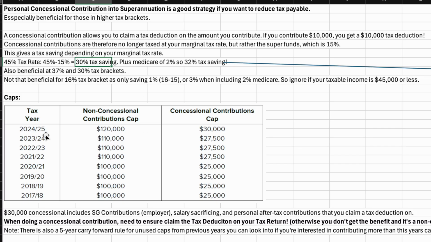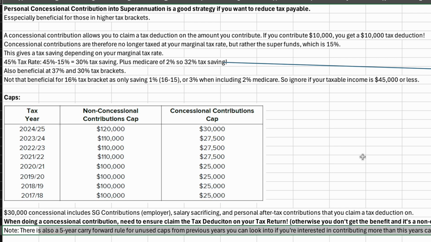In the 24-25 financial year, the cap is $30,000 for concessional contributions. Like I said, that includes what your employer puts in, any salary sacrifice, or any personal concessional contributions you put in. You can't go over that cap, so keep that in mind. However, there is a carry forward rule if you want to get a bit complicated, and if you do want to put in more than 30,000, you can carry forward unused caps from the last 5 years. However, that's pretty complicated, so I'll let you look into that in more detail.